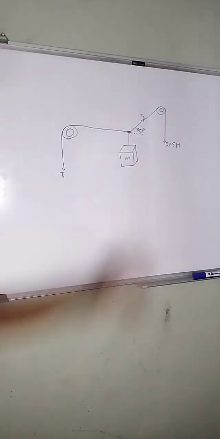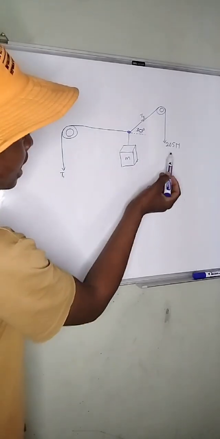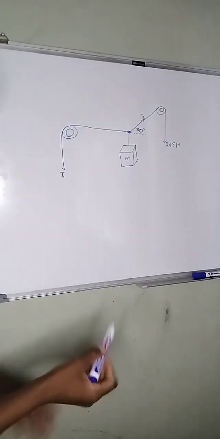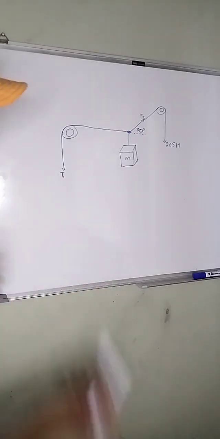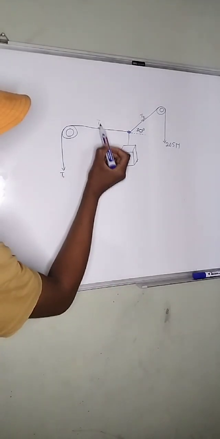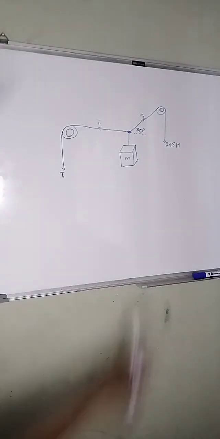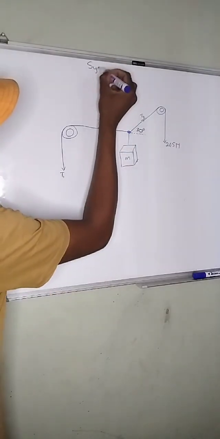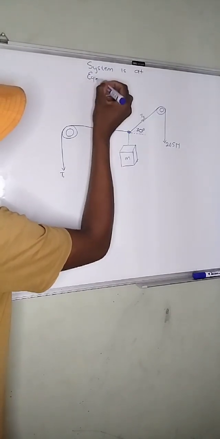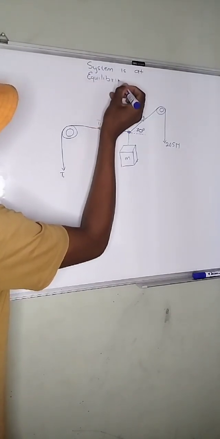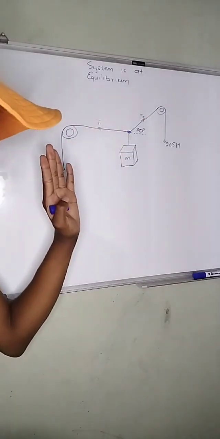It is a tension, guys. This is one rope. It's one rope, like this rope and this rope. There is no difference. You can even say, even here, it's T2. You get what I'm trying to say? And this system is at equilibrium.